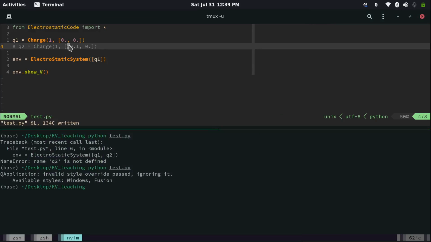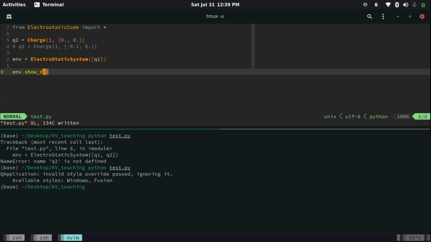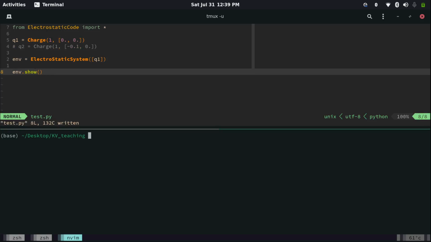So let's increment this and see how a double charge looks. I can also show you how the electric fields actually look.